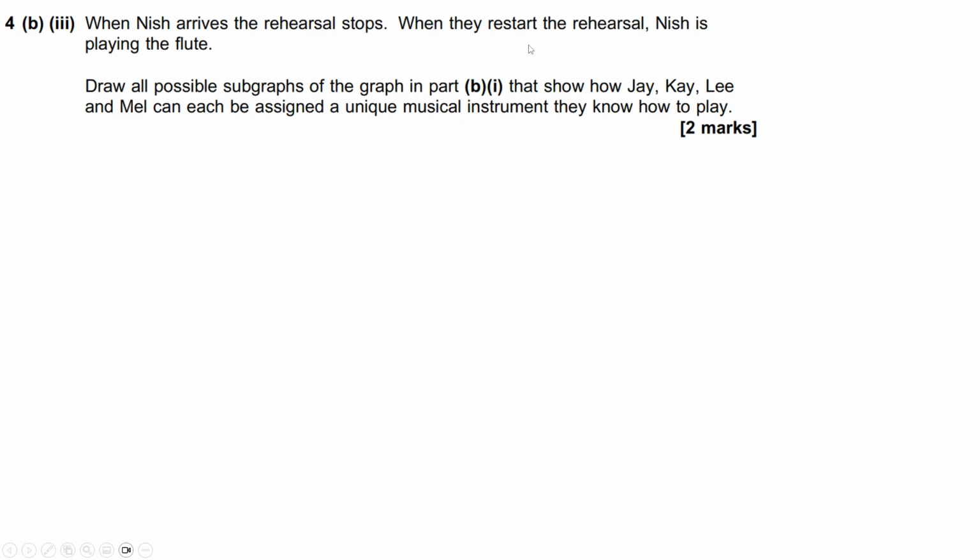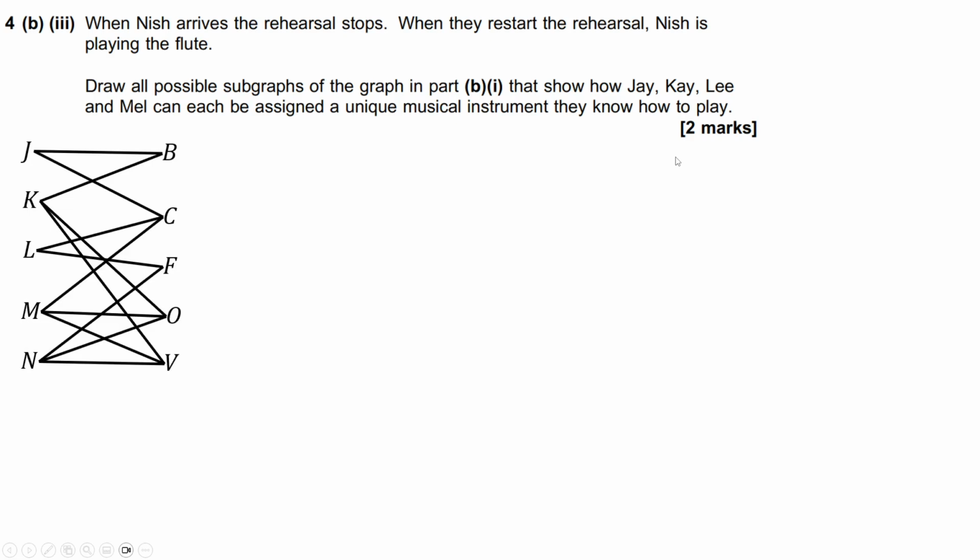When Nish arrives, the rehearsal stops. When they restart the rehearsal, he's playing the flute. Draw all possible subgraphs of the graph to show J, K, L, and M can be assigned a unique musical instrument that they know how to play.